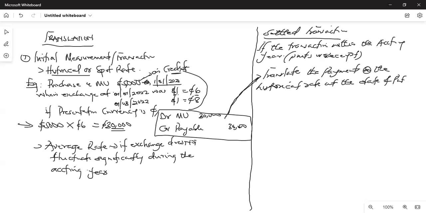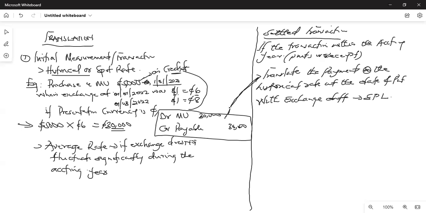Now, definitely, if we go by this, there will actually be some difference between the earlier transaction, this one, and the payment because of exchange rate movement, okay? And any difference will now be posted into our statement of profit or loss, okay? So this is what I'm saying. Okay, so let me add here with any exchange difference going to the statement of profit or loss.